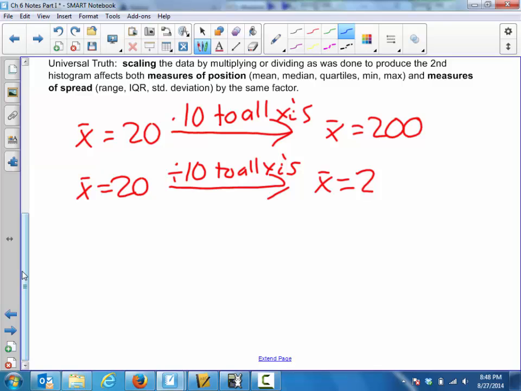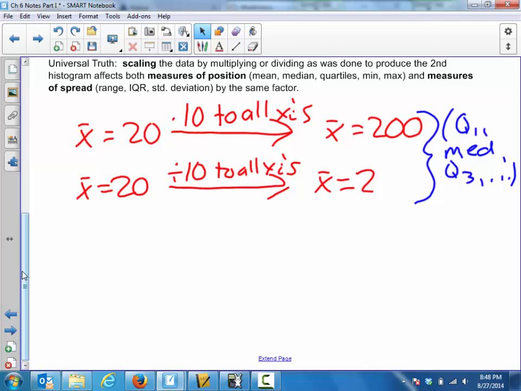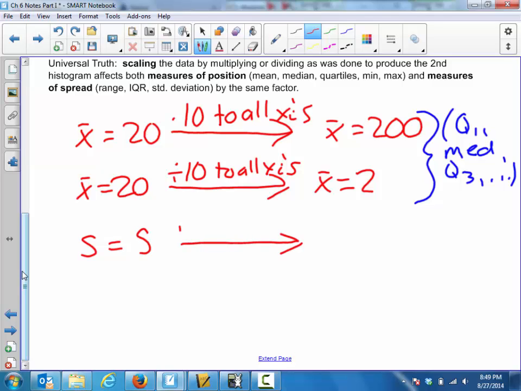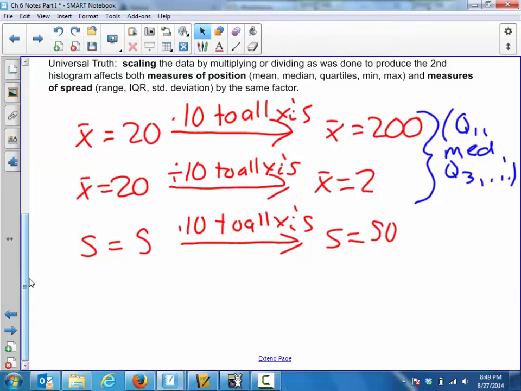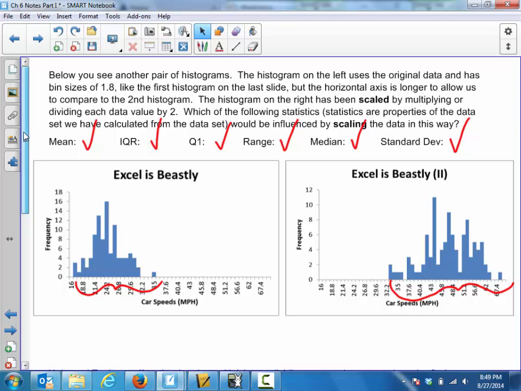Remember, x bar is a measure of position of the data because it's a measure of the center of the data. So also affected in this way, you would have quartile 1, median, Q3, etc. Anything else measuring position. Okay, so moving forward, if we have a sample standard deviation of 5 and we multiply all data values by 10, all x sub i's, then the sample standard deviation would also adjust accordingly. It would go up by a factor of 10, so it would go up to 50. Just like we saw up here.